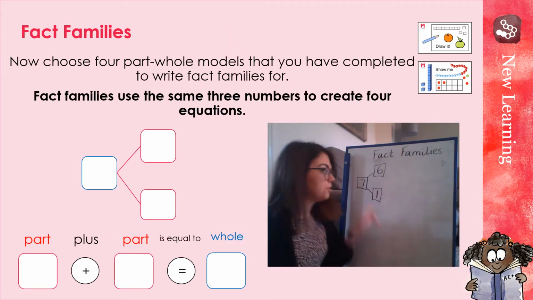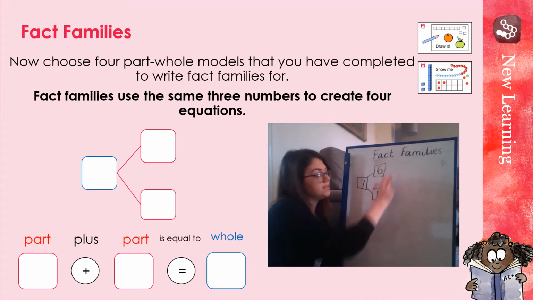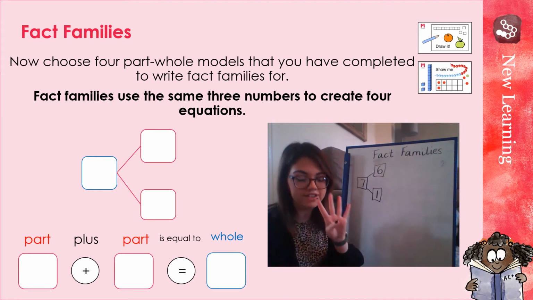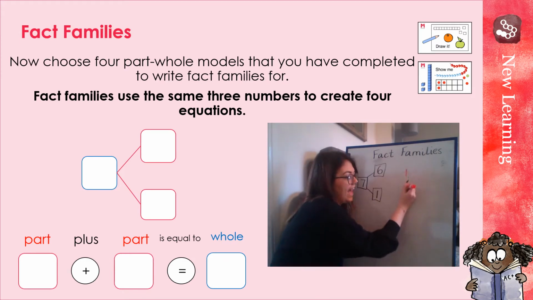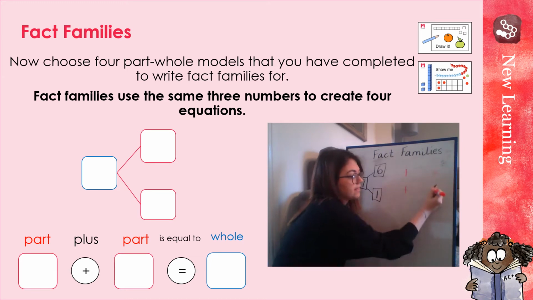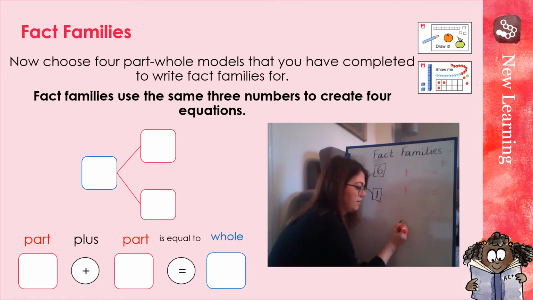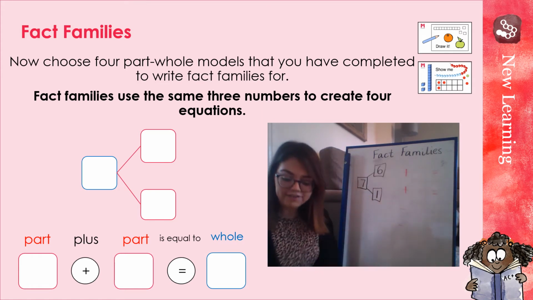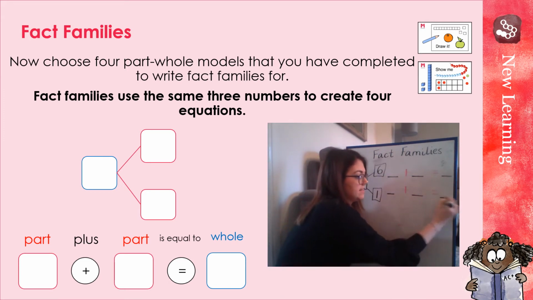Now that you've created your part-whole models, we would like you to have a go at writing the fact families for just 4 of the part-whole models that you have completed. A fact family is the same 3 numbers used to create 4 different equations. 2 of the equations are add equations, and the other 2 equations are subtraction equations. Now we have to use the same 3 numbers for each of these equations.